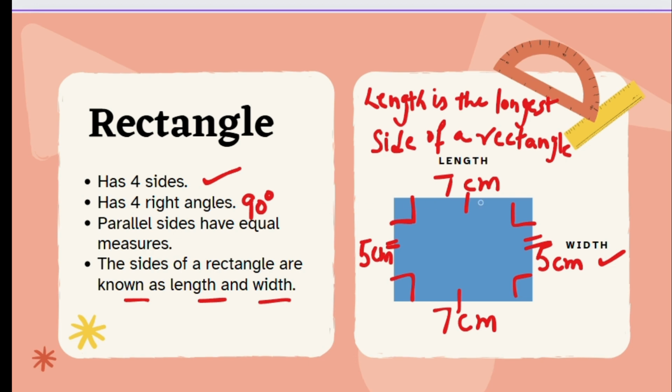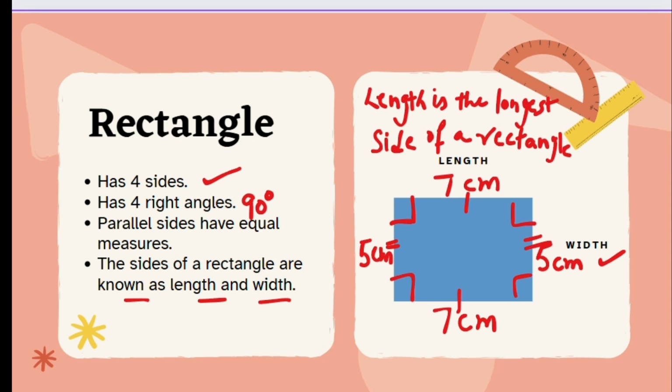A rectangle has four sides. A rectangle has four right angles. Parallel sides means opposite sides. They have equal measures. The sides of a rectangle are known as length and width.